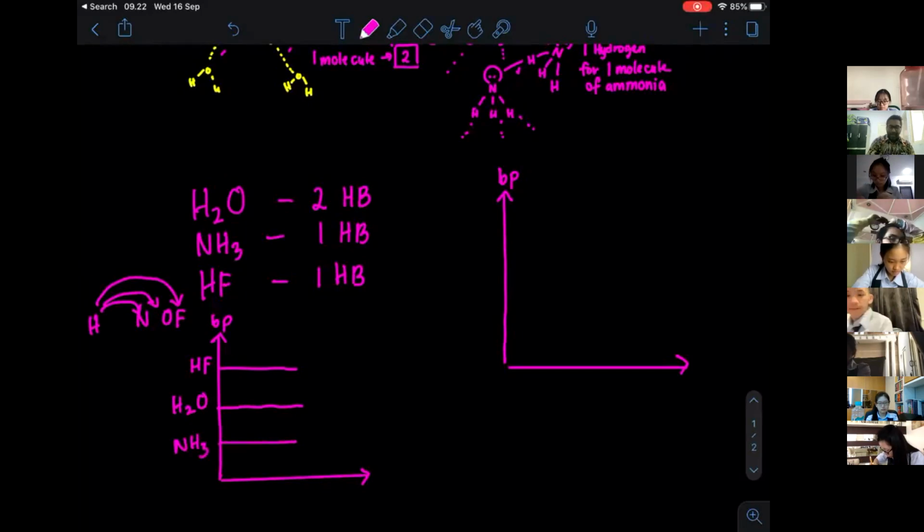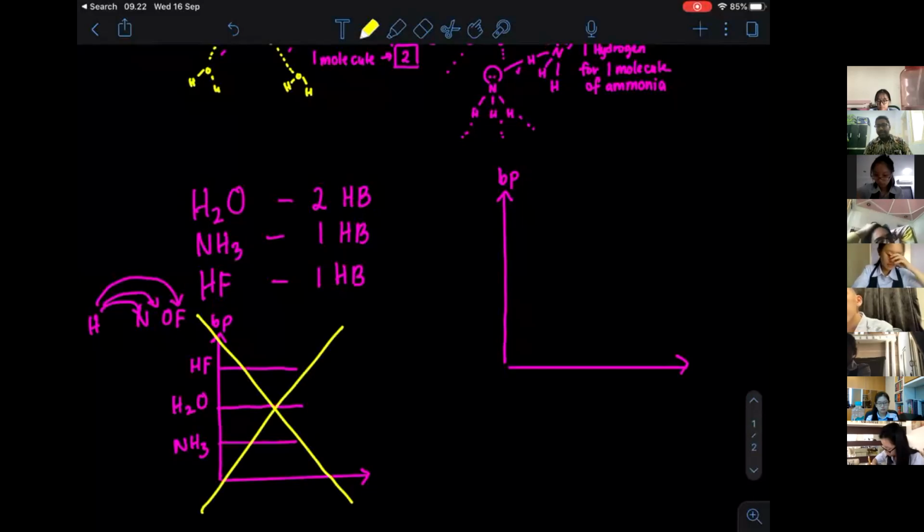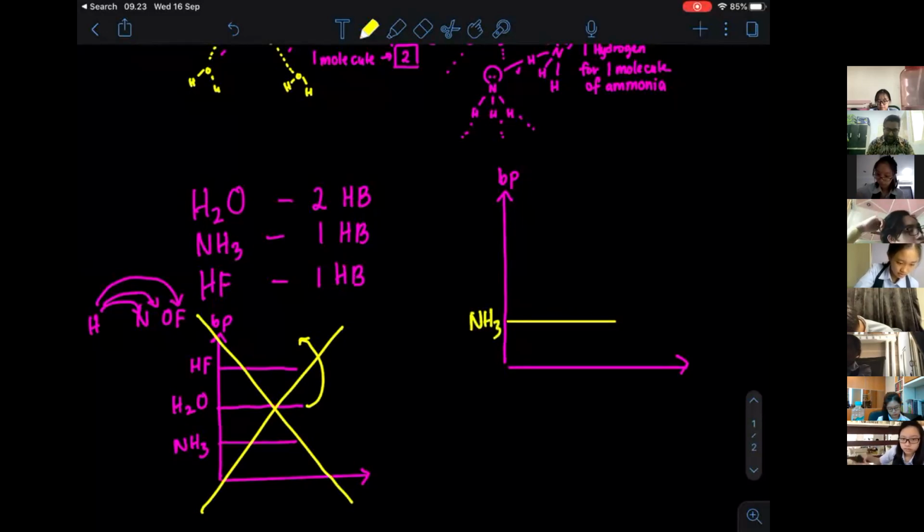But sadly, that does not happen in the actual situation. What happens in the actual situation is that water will overtake HF. Still, HF will be higher than ammonia. So I will just put it over here: let's say this is the boiling point of ammonia, and then you have HF over here, and water will be here.